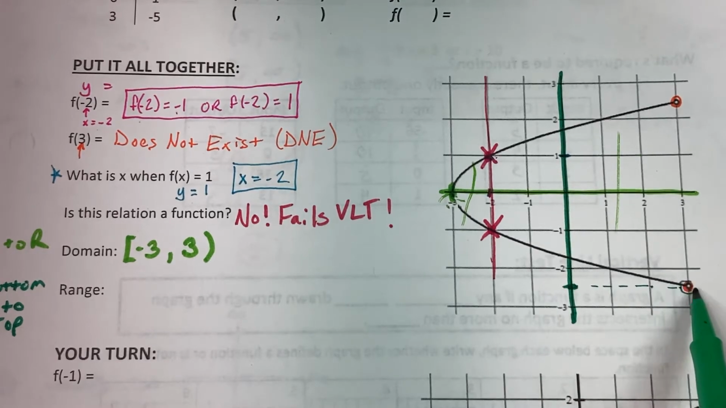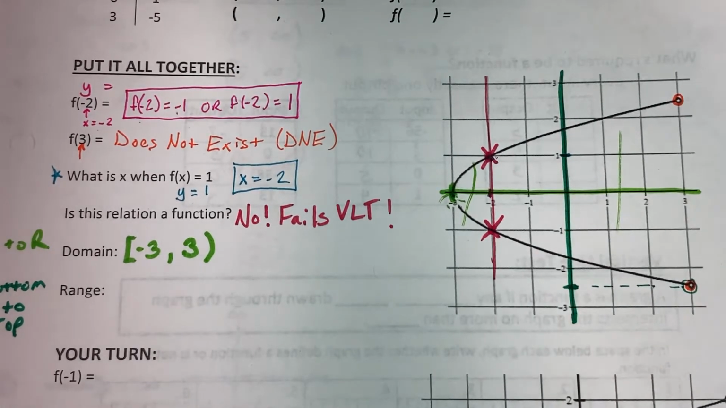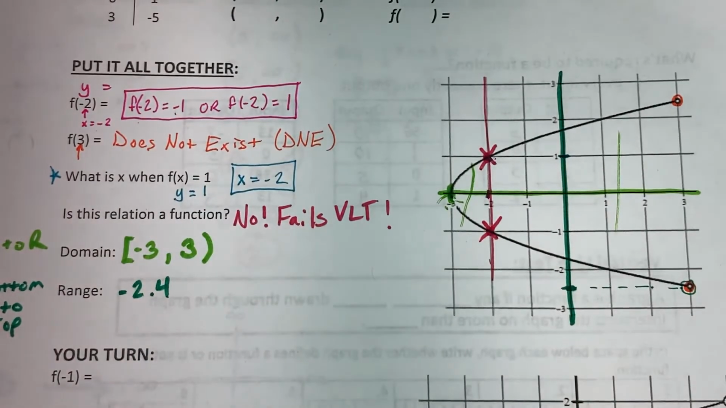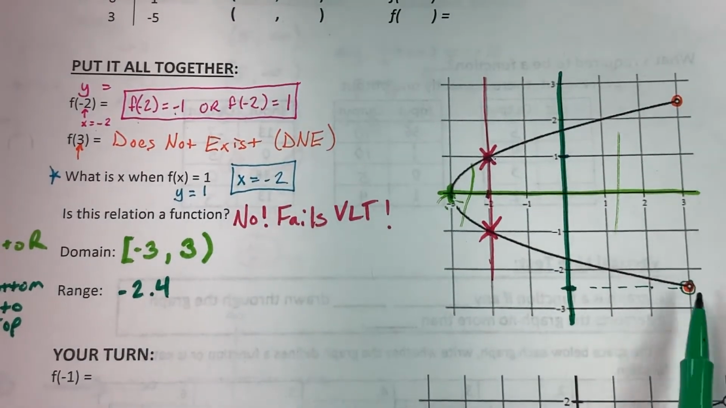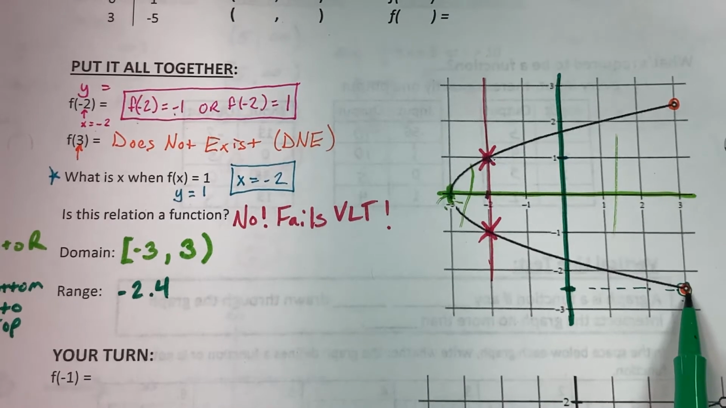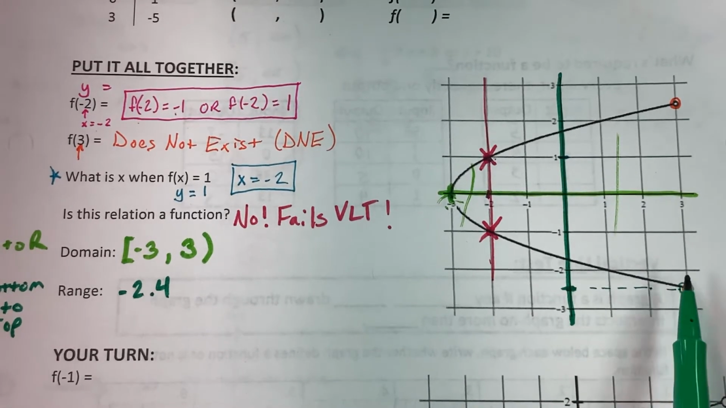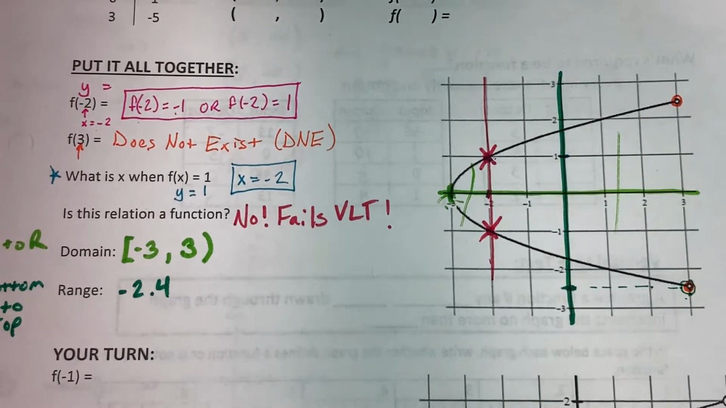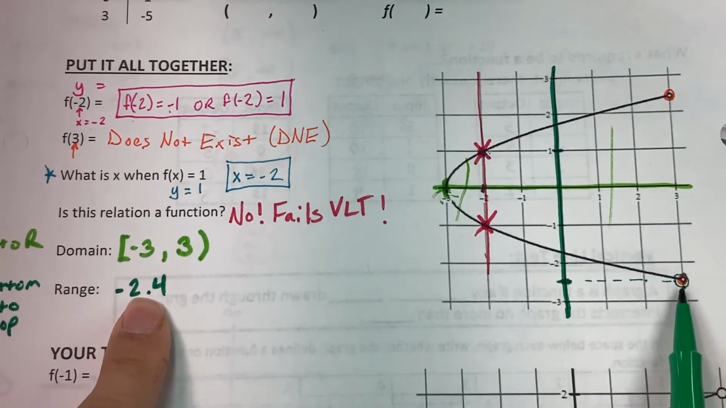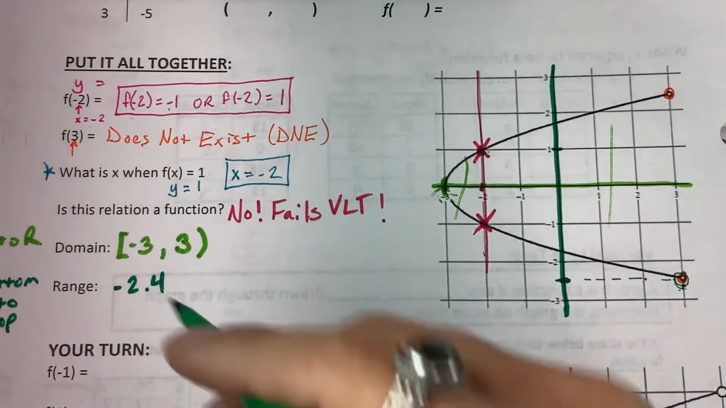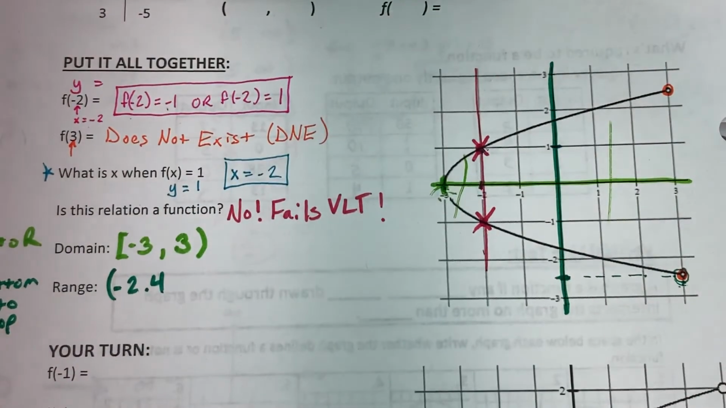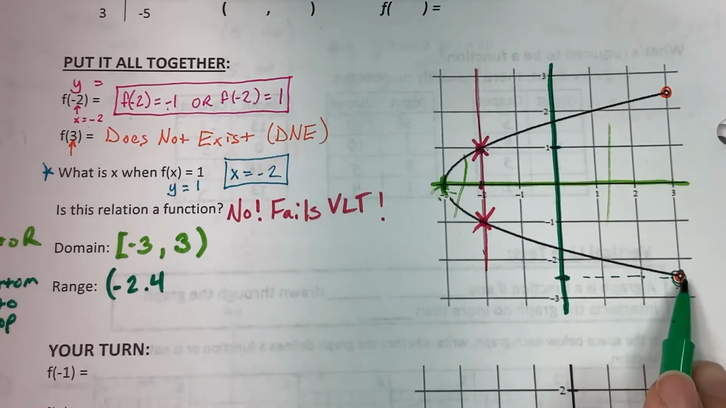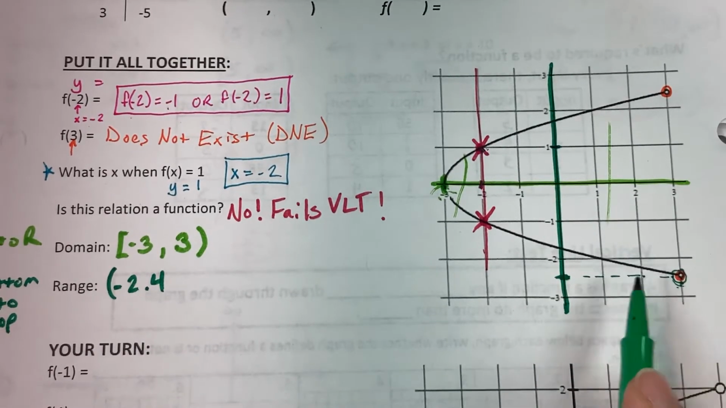So that's where our function starts. And we'll just guess and say that that's about negative 2.4-ish. Now, is my function actually defined there? No. Because we're starting at negative 2.4, but it's an open dot and isn't actually included, we use a parenthesis there as the start of our interval. So we start slightly above that negative 2.4.